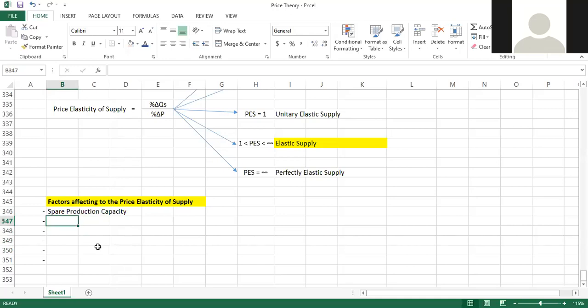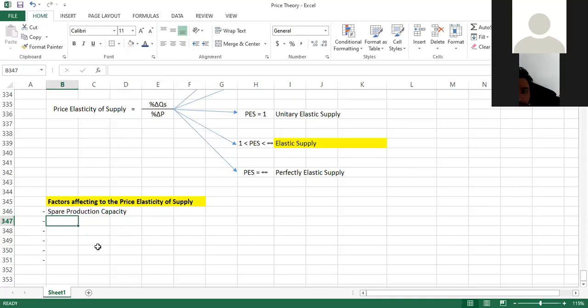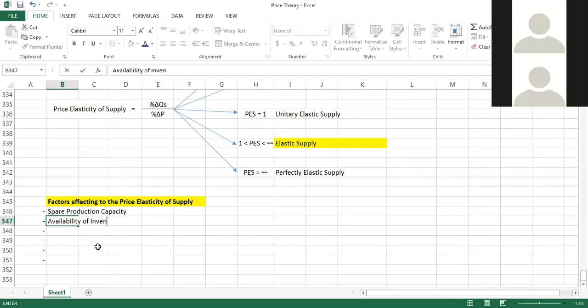It's not possible. What else? Inventory, right? The stock. Availability of stock, inventory. That is another important thing. Availability of inventory, maybe of raw materials and other finished goods and raw material. Availability of inventory of finished goods and materials. So that is another very important thing.